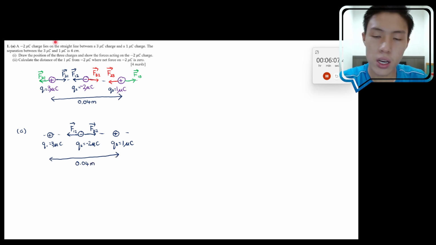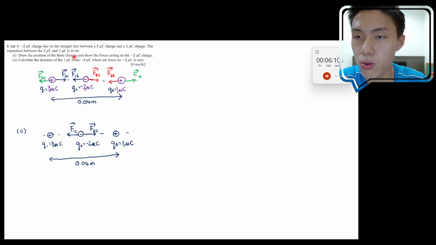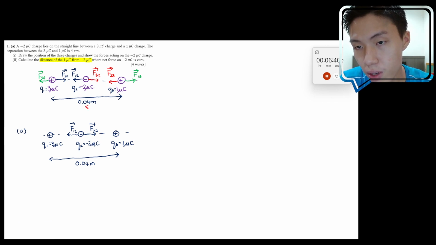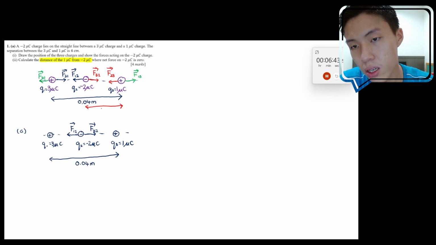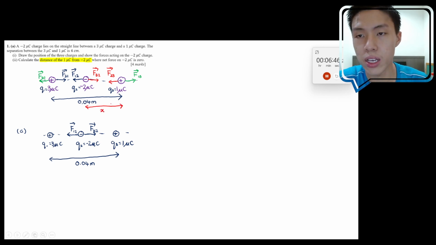Okay, let's continue. Calculate the distance of the 1 microcoulomb charge from the negative 2 microcoulomb charge where the net force acting on negative 2 microcoulomb is 0. So there are two main pieces of information that we need to take care of. One is they ask for the distance between the 1 microcoulomb and negative 2 microcoulomb charge. So in essence, they are looking for this distance over here, from here to here. This is what they are looking for. Okay, so I will label it as X.